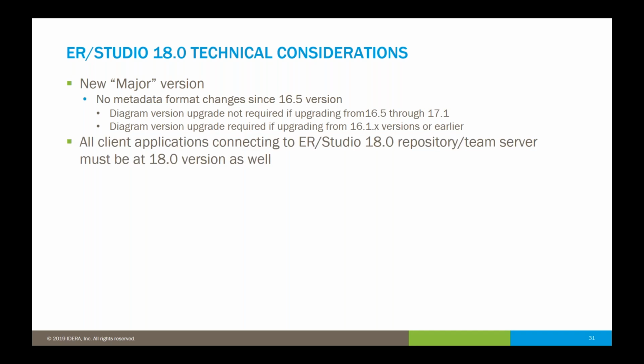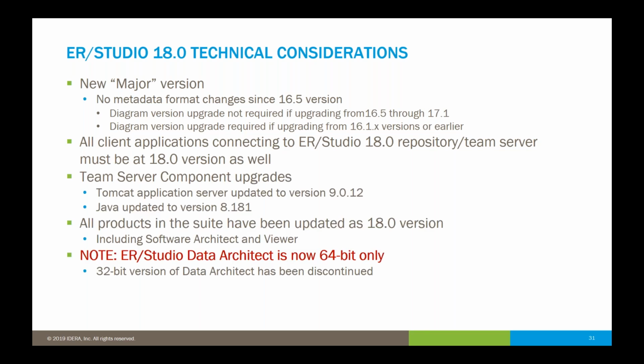All client applications on a major release, of course, have to be at the same version, so they all have to be at the 18.0 version to match the repository and team server configuration, because you won't be able to connect, for instance, from a 17.x version to an 18.0 repository or vice versa. There is a check to ensure that you are utilizing the same numbered version to be able to do that.